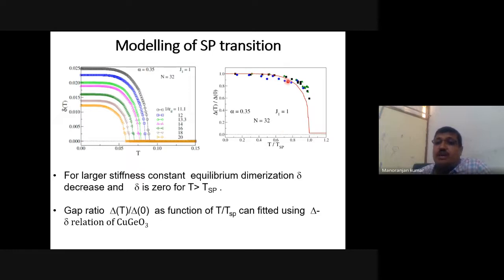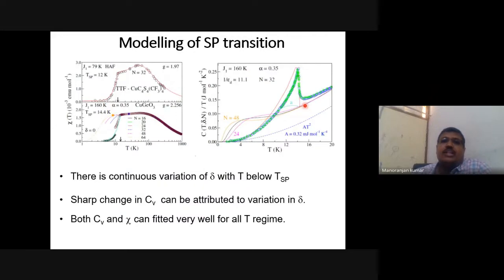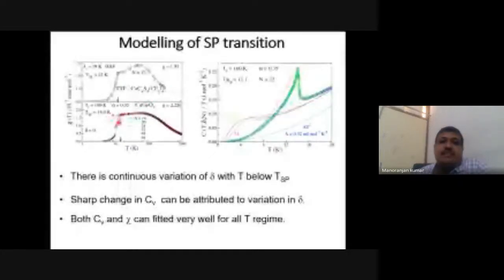And in fact, these are the experimental data, and this red line is our theoretical calculation. So here again, I'm showing the modeling of the spin Peierls transition. This is for TTF, the metal organic compound. You see, it beautifully fits the whole experiment. And this is for copper germanate. Again, same thing. These two are from two different experiments, and the black one is from one, and the other one is from a different experiment.